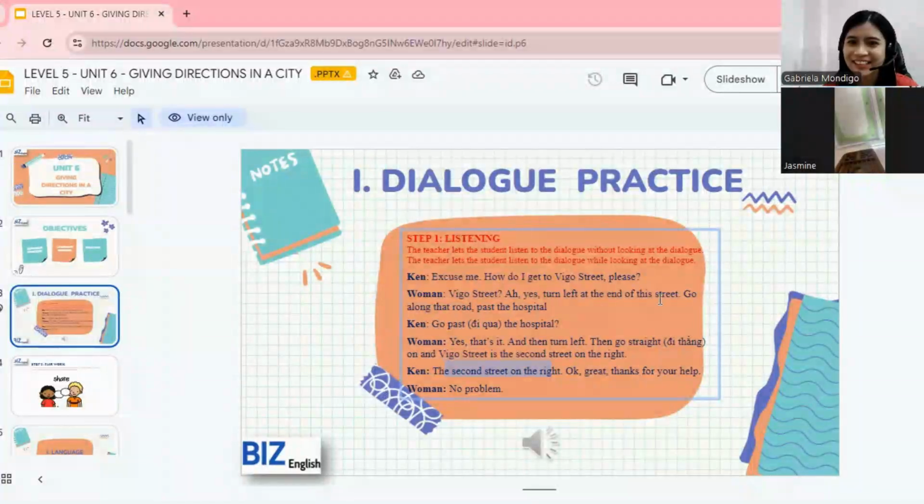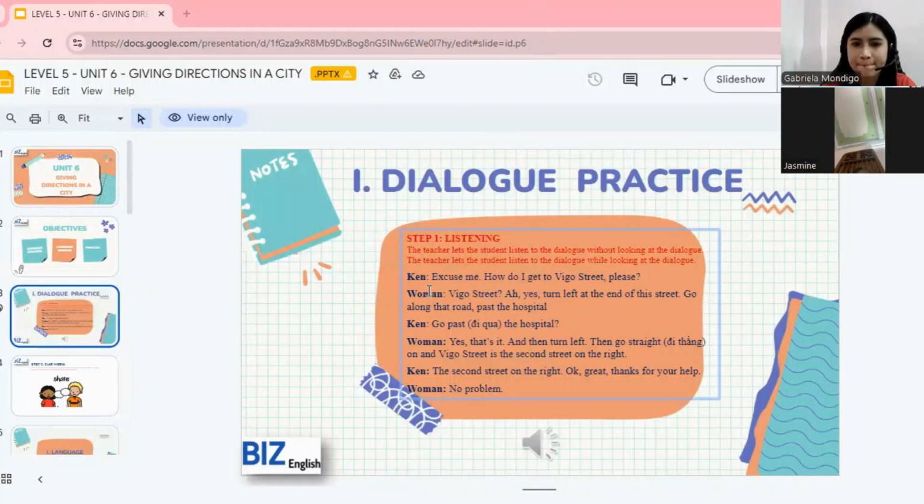A friend is asking for directions, and the woman showed the direction for him. Okay, yes, that's right. To practice it more, I want you to look at the dialogue this time, while I read it again.